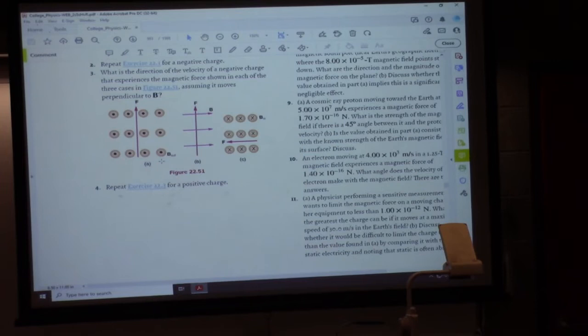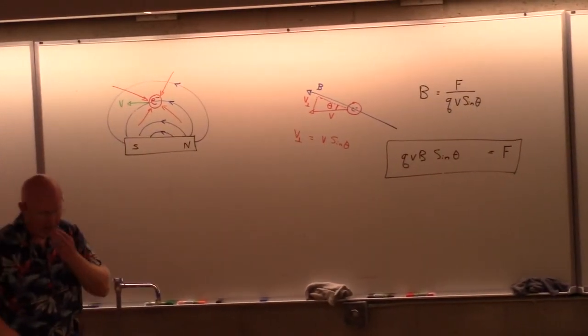And so there's right-hand rule number 1. Don't confuse it with number 2. Okay? And so that's how we're going to do our calculations.